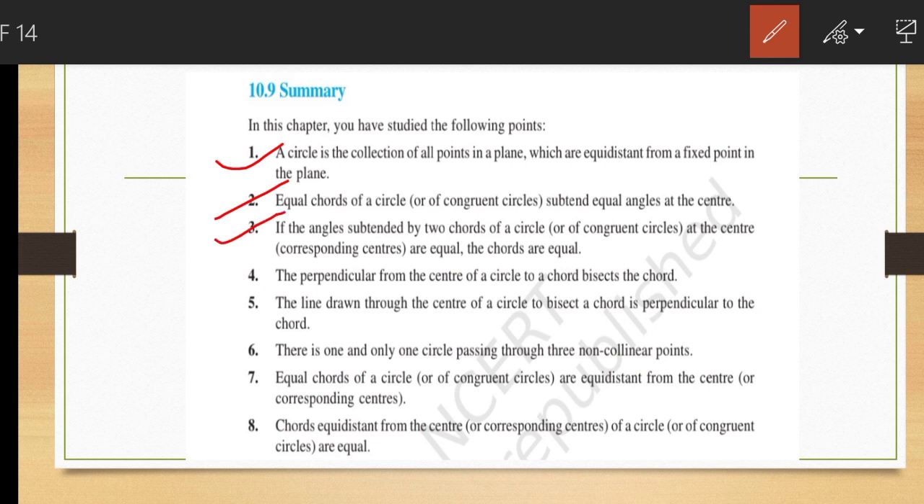The perpendicular from the center of a circle to a chord bisects the chord. The line drawn through the center of a circle bisects the chord and is perpendicular to the chord. There is one and only one circle that passes through three non-collinear points. Equal chords of a circle or of congruent circles are equidistant from the center. Chords equidistant from the center of a circle are equal.